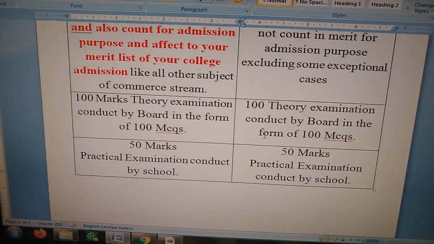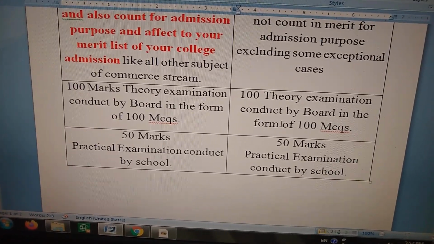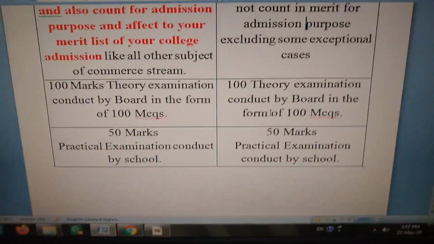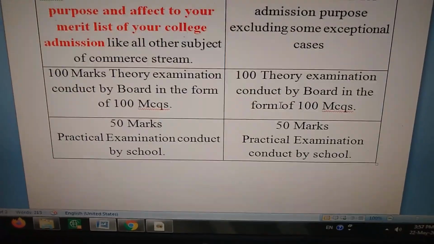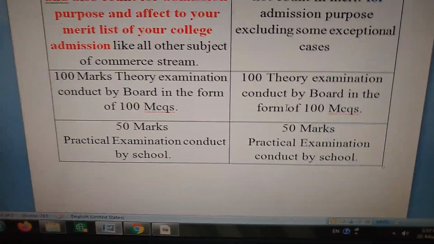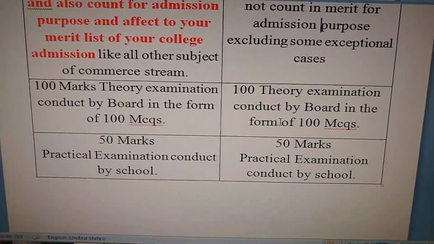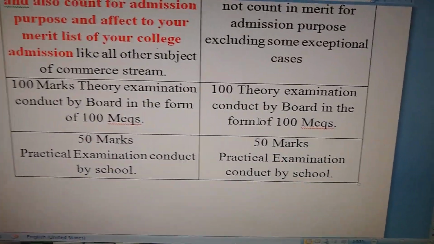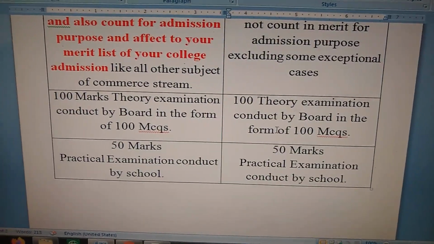For both commerce and science, the 100 marks theory examination is conducted by the board in the form of 100 MCQs, with no negative marking system. The way you give the board exam of 10th standard, the same way you have to give a paper of 100 MCQs. And the 50 marks practical exam is conducted by the school, so you have to give it in the school computer lab before you participate in the board exam in the month of March.